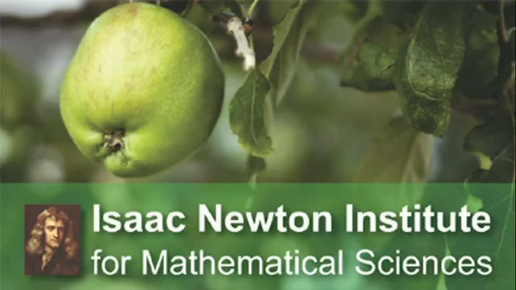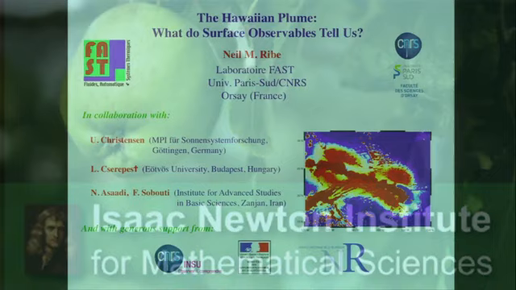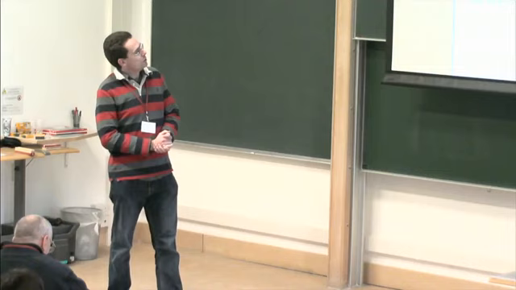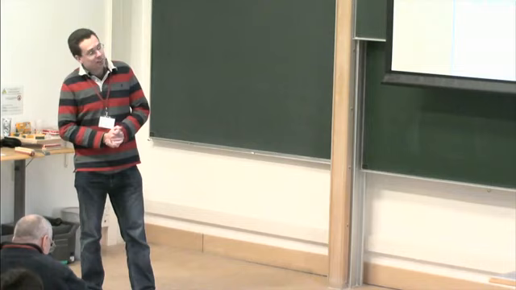To welcome our next speaker to the stage. Our next speaker is Neil Ribe, who's the Rothschild Professor for this program. And this program's all about bringing together mathematicians and scientists. Neil has really made his career straddling the boundaries between the two subjects. He's a superb fluid dynamicist, well known for his powerful insights in very simple fluid mechanical models and scalings and asymptotics. And I'd like him to come up to the stage and talk to us about the Hawaiian plume.